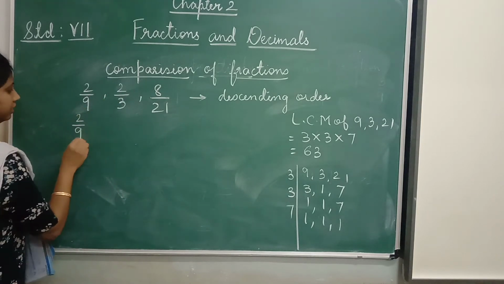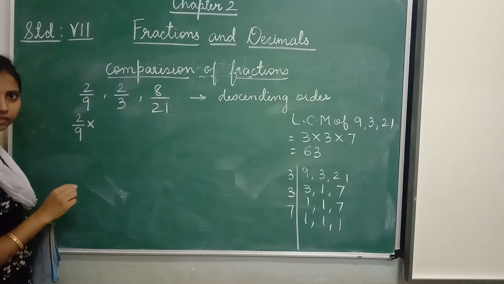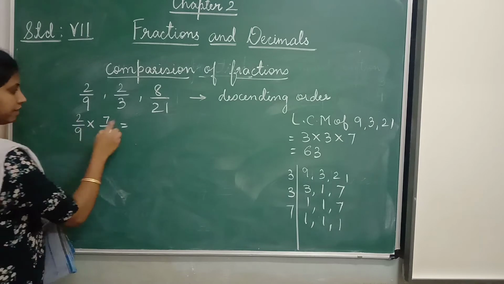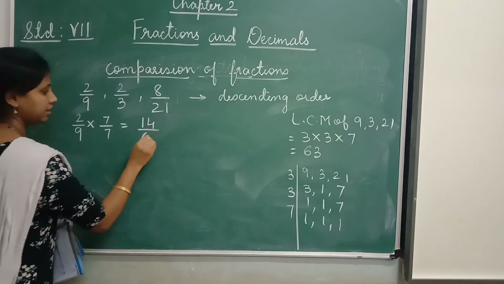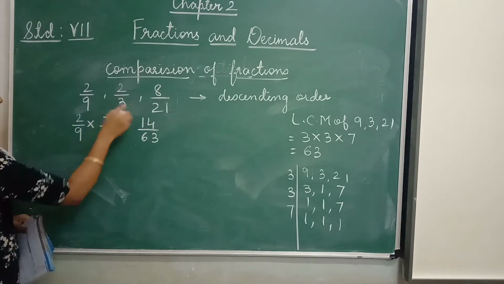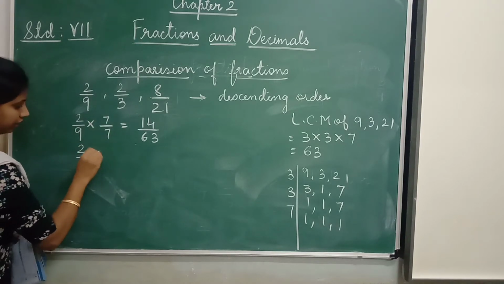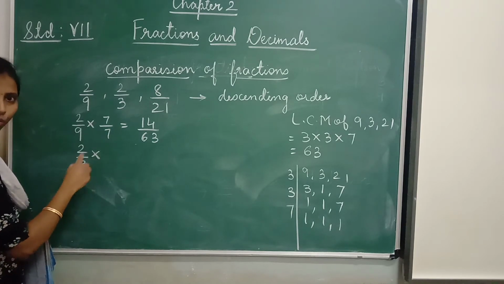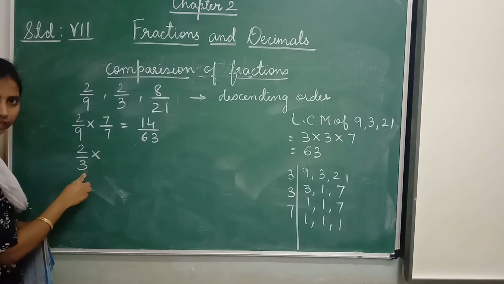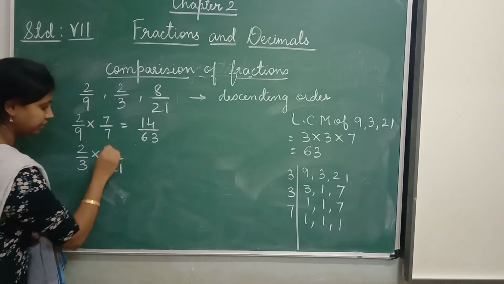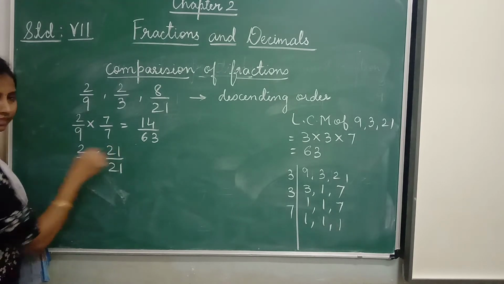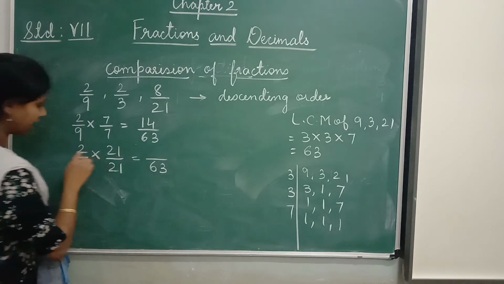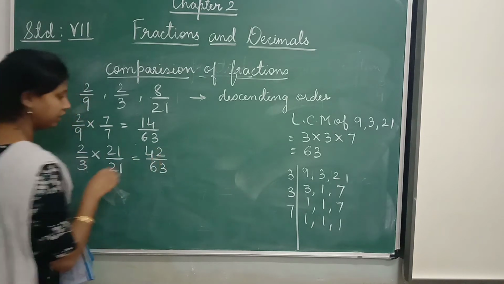So 2 by 9. What do I multiply 9 by to get 63? 9 7s are 63. So multiply by 7. 2 7s are 14, 9 7s are 63. Next, 2 by 3. What do I multiply 3 by to get 63? If you don't know the table, you can divide 63 by 3 and you will get 21. So I have to multiply by 21 to get 63. So 3 21s are 63 and 2 into 21 is 42.